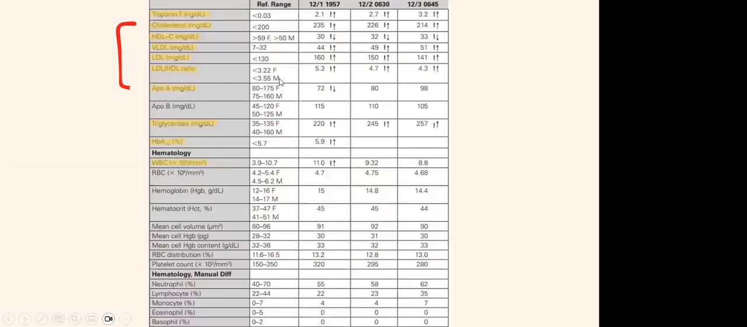Obviously, there are a lot of lab values that we administered and got, but the lab values that I've attached are mainly the lipid profile. As you can notice here, the cholesterol is quite high. The HDL levels are low. The VLDL and LDL are high, and the ratio is quite high. This shows that we have dyslipidemia. And the triglycerides amount is also high.